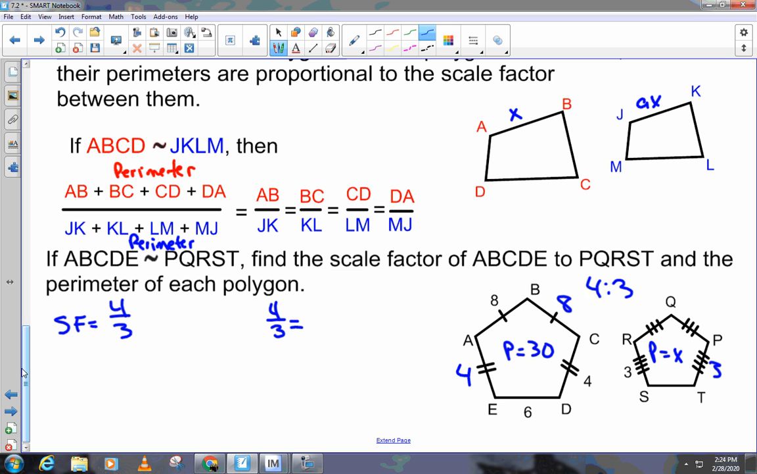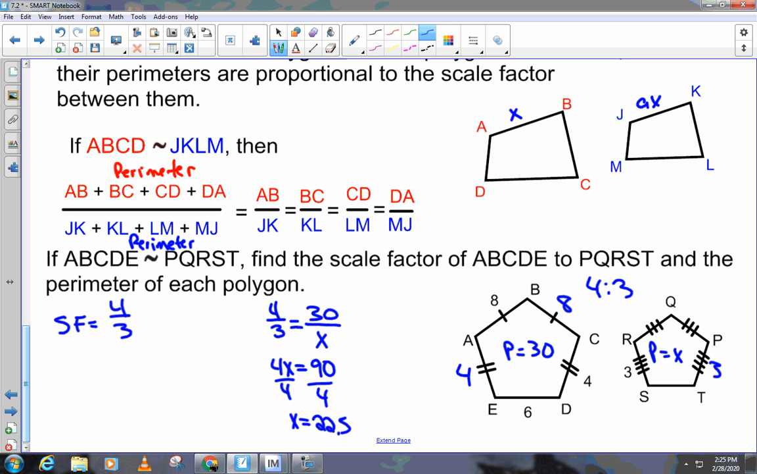What's the perimeter of the big one? 30. And the perimeter of the small one, we don't know, right? So we're going to let it be x. But this allows us to not have to find all the sides. We can just find the perimeter right off the bat. Once we get that set up, we cross multiply. We get 4x equals 90. Divide both sides by 4. And that goes in there 22.5. Is that right? Good job. 22.5. So this perimeter is 22.5.